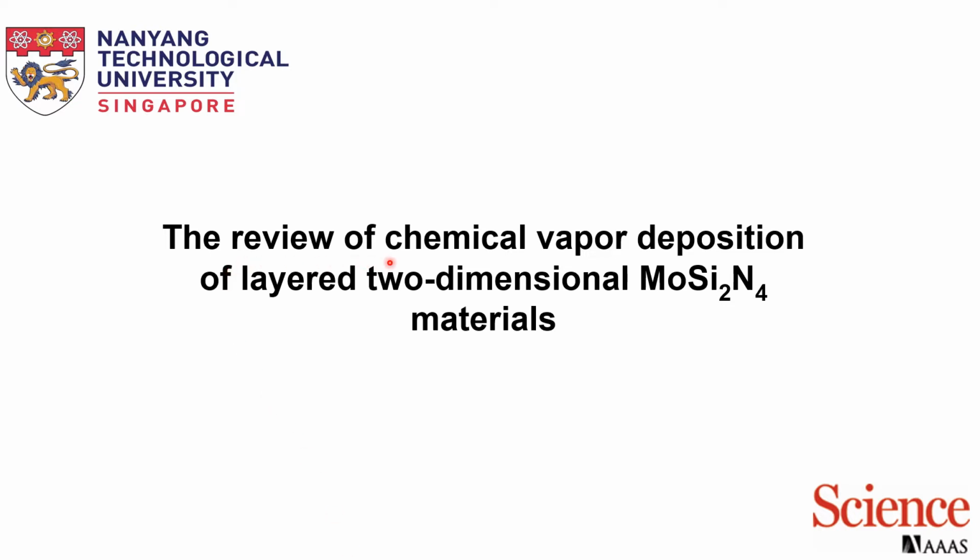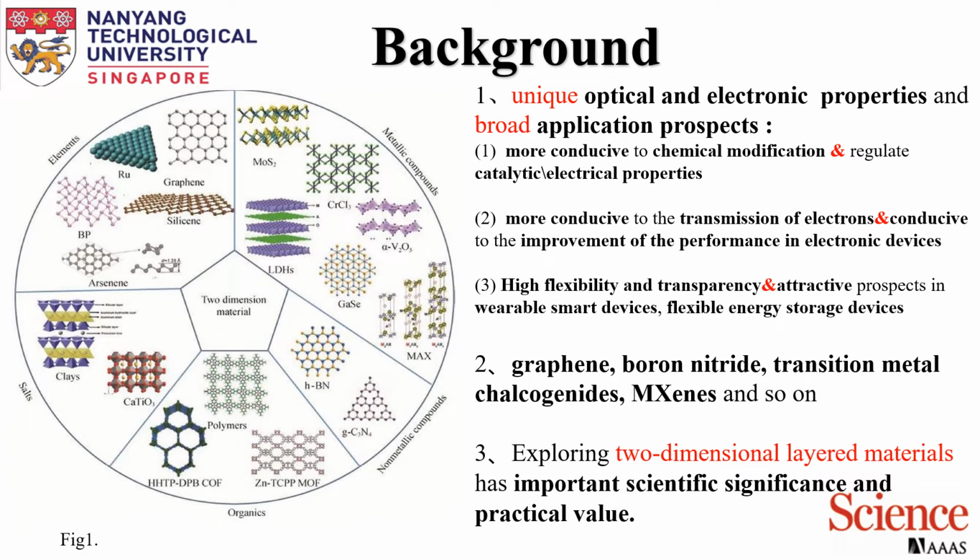Let's take a look at the chemical vapor deposition of layered two-dimensional molybdenum silicon nitride materials. Two-dimensional van der Waals layered materials have unique properties and broad applications in the fields of energy, environment, and others. Currently, we widely study two-dimensional layered materials such as graphene, boron nitride, and transition metal chalcogenides, and also explore two-dimensional layered materials without a three-dimensional counterpart, which can greatly expand the physical properties and applications of two-dimensional materials, and has important significance and practical value.